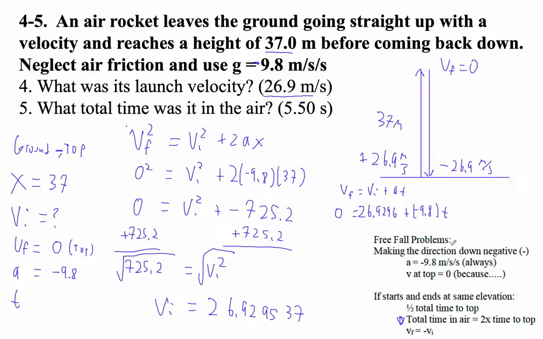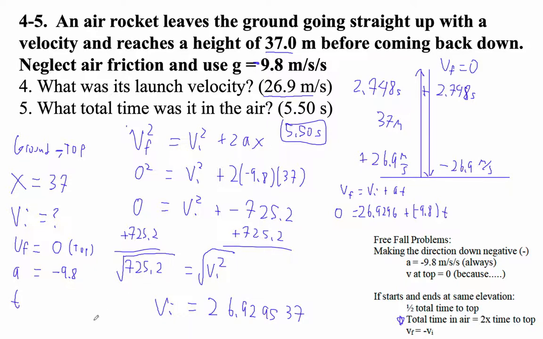So I'm going to take that 26.9296, right? Okay. And I'm going to divide it by 9.8. And I get that it's about 2.748 seconds to the top. It would take, of course, 2.748 seconds to get down, right? So I'm just going to multiply that by 2. And I get the total time in the air is 5.4958, so 5.50 seconds.